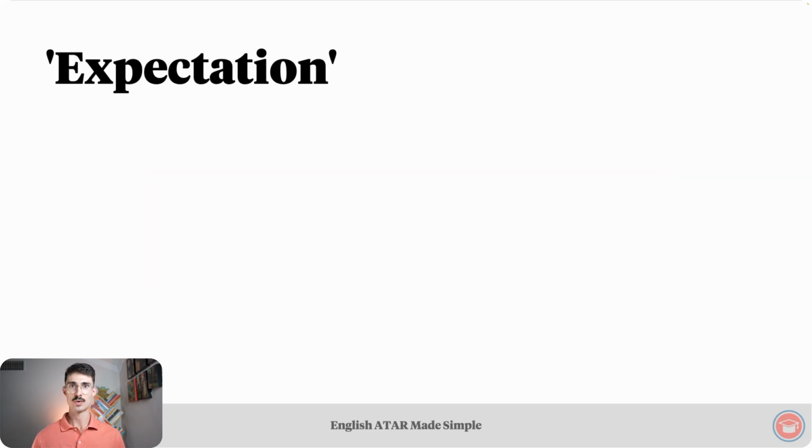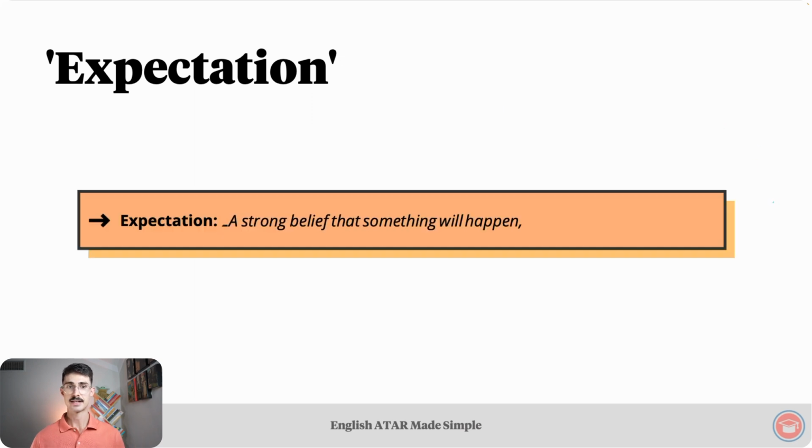The last term we're going to recap is expectation. I mentioned briefly in the previous lesson that the words convention and expectation have similar meanings. We'll delve into the similarities between these terms shortly, but let's quickly recap the definition of this term first. An expectation is a strong belief that something will happen, even though it might not.